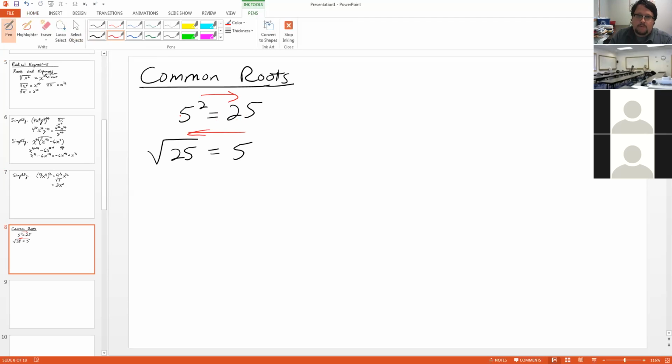If I have a root, I'm going backwards. If I have a power, I'm going forwards. They're related to each other. Same thing with our perfect cubes. If you know 3 to the 3rd is 27, then you also know the cube root of 27 is 3. So you can break down anything that's a perfect cube or a perfect square. We should know most of those by heart by now, hopefully.